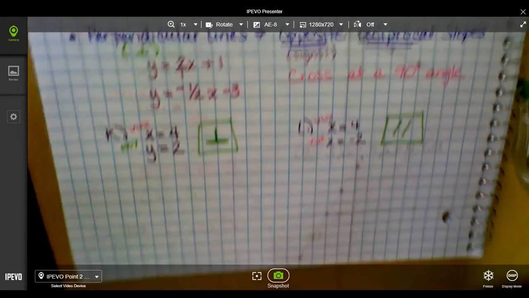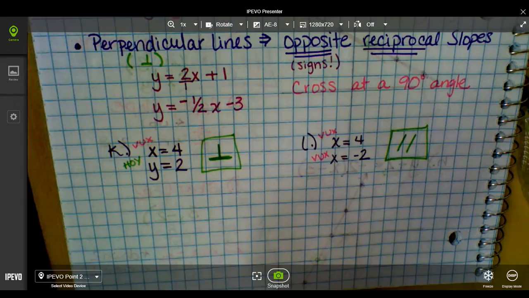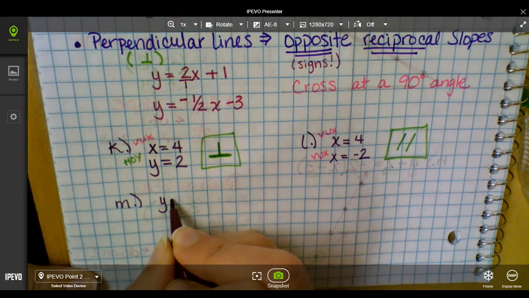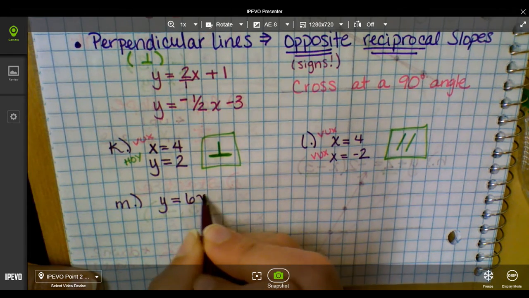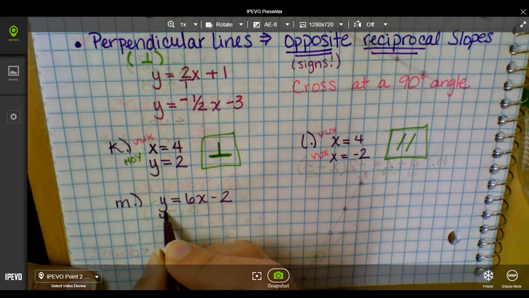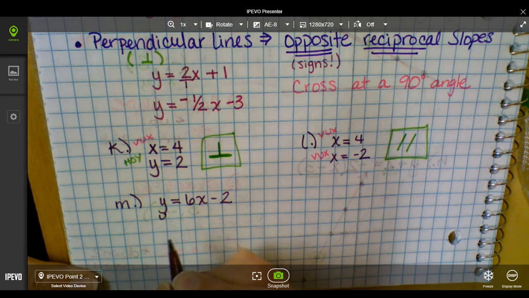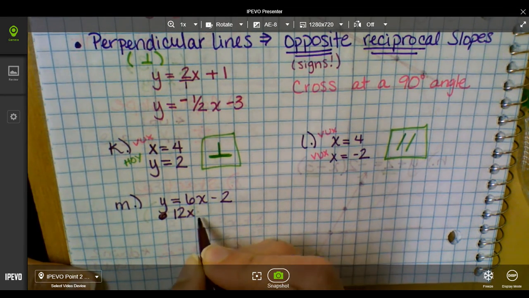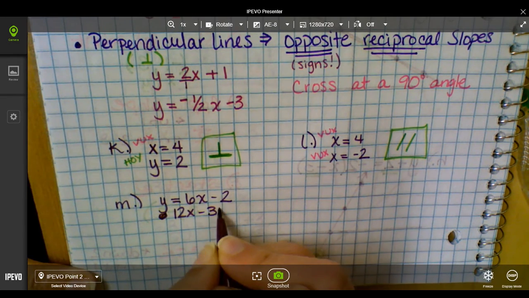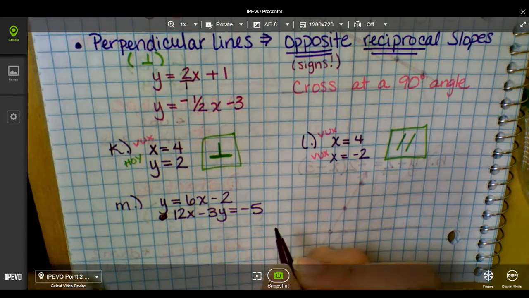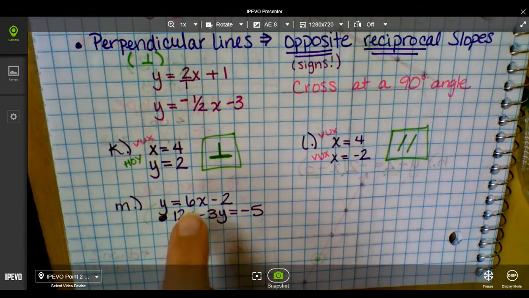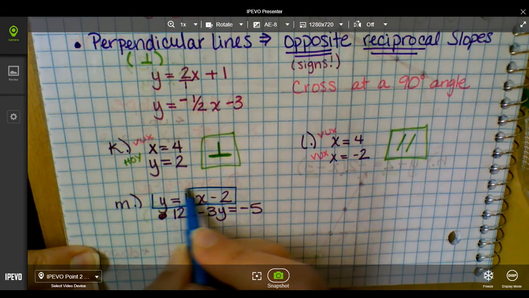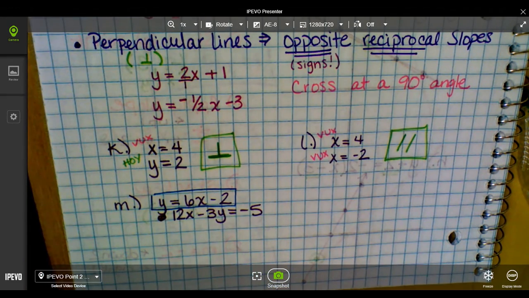But let's actually make it a little bit more challenging for the last one. So I'm going to give you two lines. So y equals 6x minus 2. And hold on, I have 12x, sorry, I started writing that wrong. 12x minus 3y equals -5. Now, this one is already in slope-intercept form. I need to compare slopes to see if they're parallel, perpendicular, or neither.